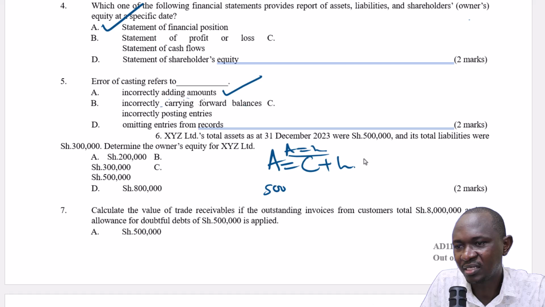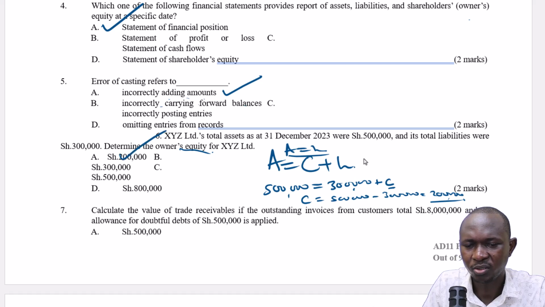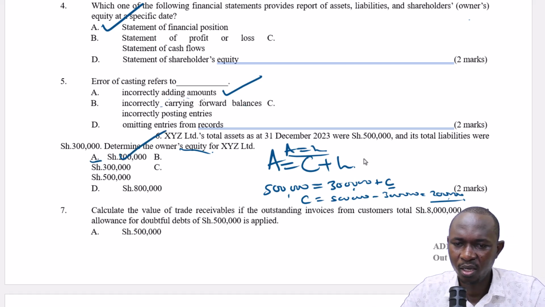So if total assets is 500,000 and total liabilities is 300,000 plus C. Then they're asking, C is capital, which is also equivalent to owner's equity. So they're asking the owner's equity, which is C. So C is equal to 500,000 minus 300,000. It's just as simple as that. This is 200,000. Do you have 200,000 here? Yeah, it's A. So A is the correct answer.